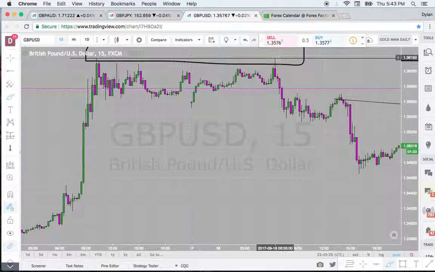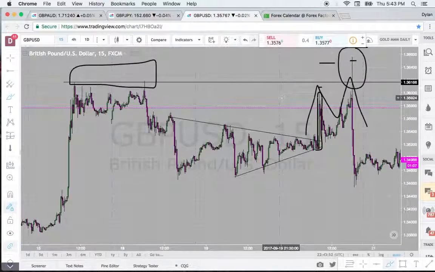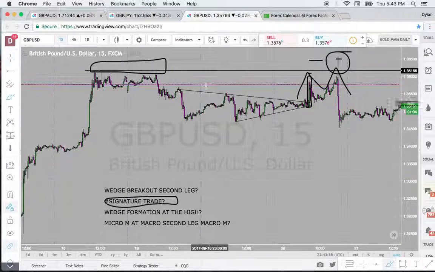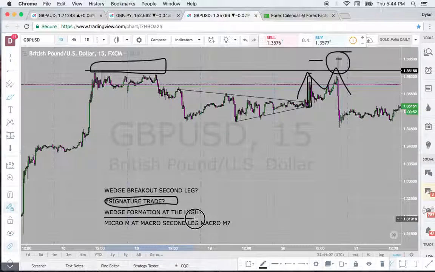You can see here it just stop hunted about half a pip, maybe 1 pip above the second leg, or excuse me, the first leg. Second leg stop hunted about a pip above the first leg. But I imagine the spread was manipulated a bit as well to hit any orders, so probably about 3 to 5 pips above that high. But anyway, this was the macro M inside the micro M inside what we had our signature trade inside a wedge formation at the high.